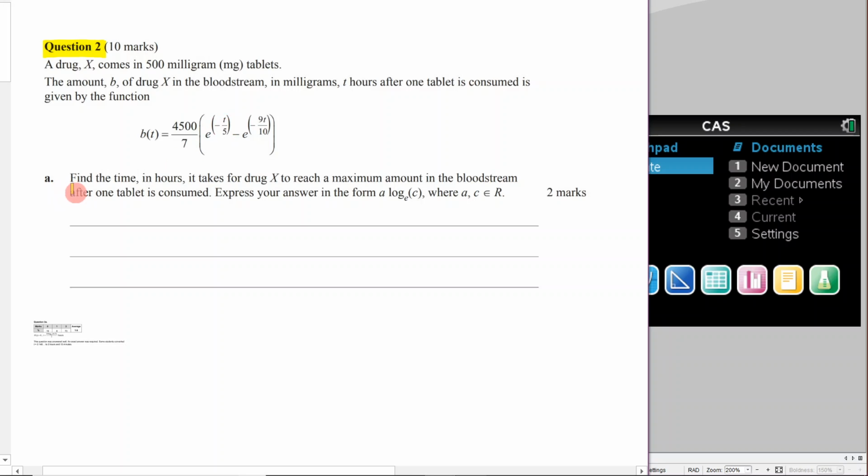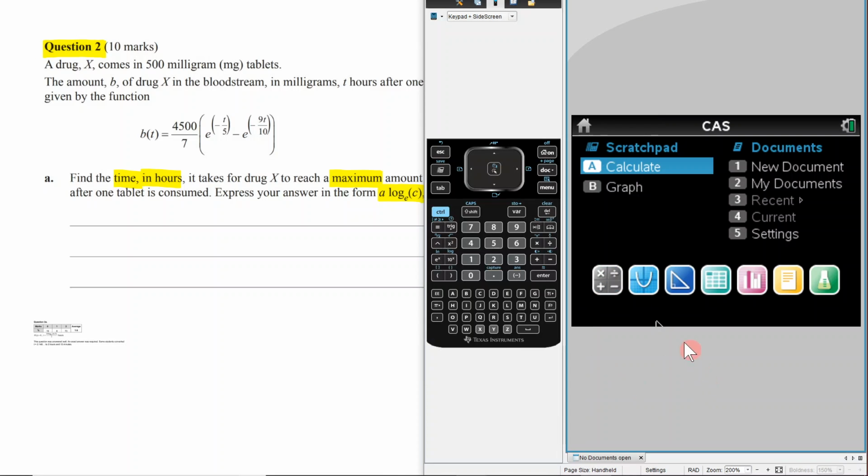The very first thing that we need to do is find the time in hours it takes for drug X to reach a maximum amount in the bloodstream after one tablet is consumed. Express your answer in the form given, where A and C are real numbers. Okay, so let's begin. Let's come over here.